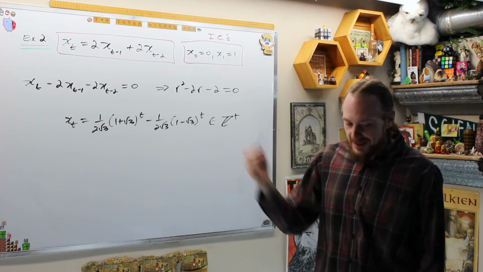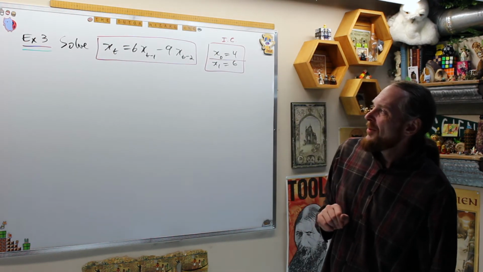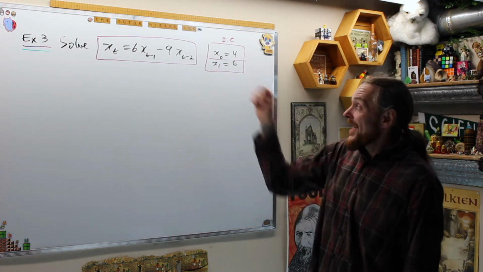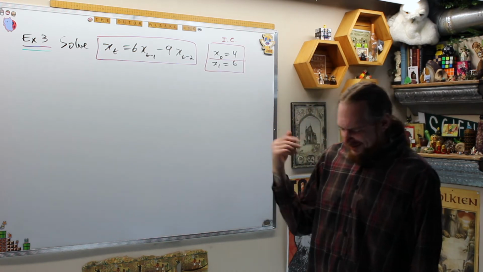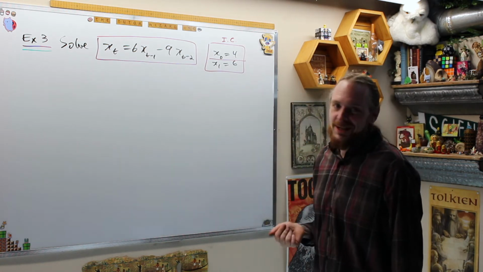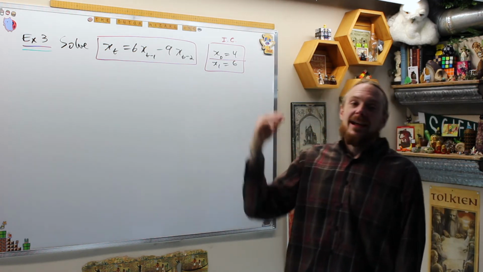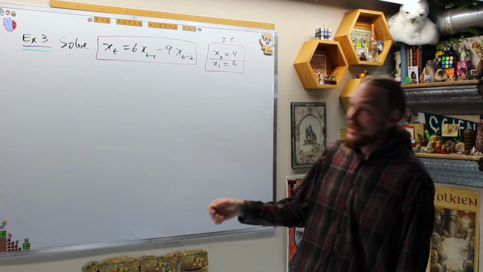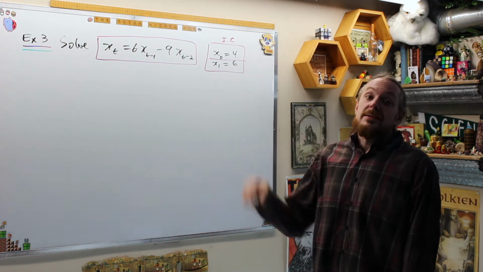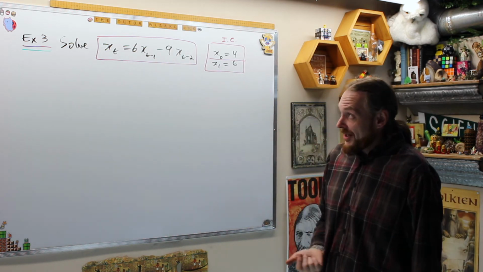Let's do more. Solve x_t equals 6x_(t minus 1) minus 9x_(t minus 2). You can see it, right? Do I have to read it out for you? And then we've got initial conditions, x0 is 4 and x1 is 6. How do we solve this? I use the theorem again. It's a homogeneous, constant coefficient, second order linear difference equation.